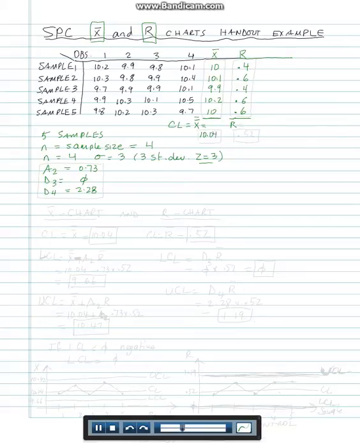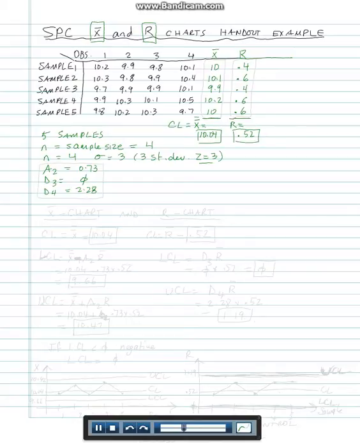That's going to give you 10.04. And then you do the same with the R. You take 0.4 plus 0.6 plus 0.4 plus 0.6 plus 0.6 and divide it by 5 samples. You're going to get 0.52. So there you go, you've got the center line for both charts.